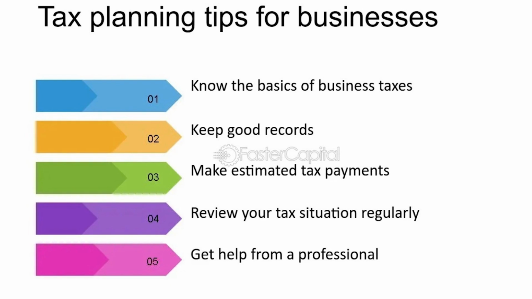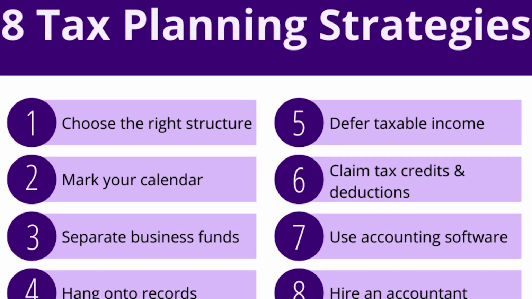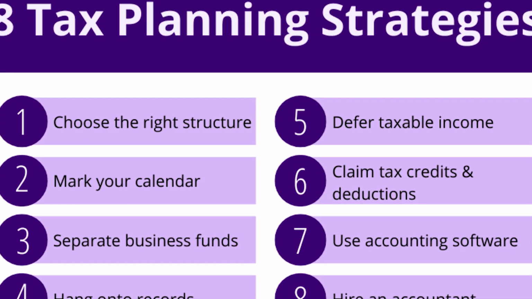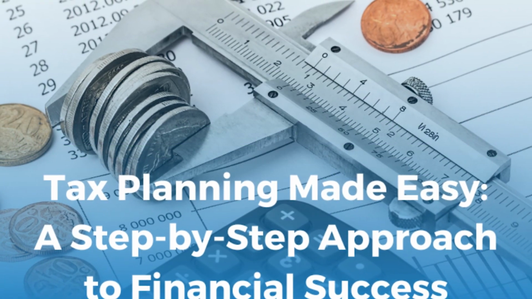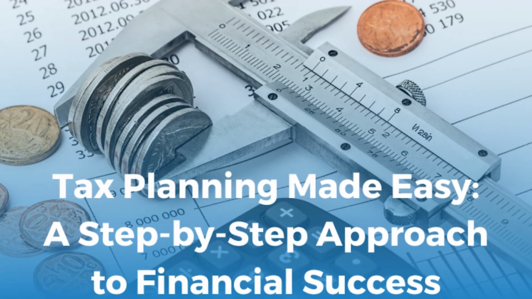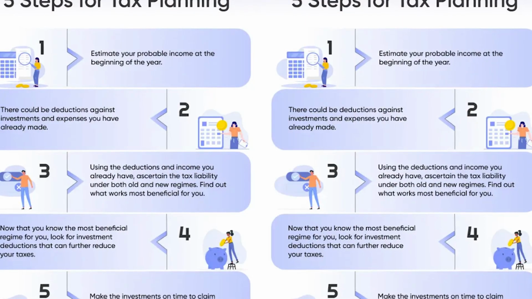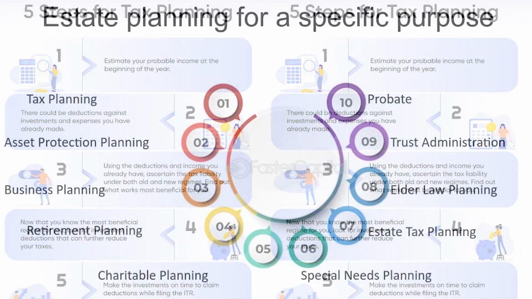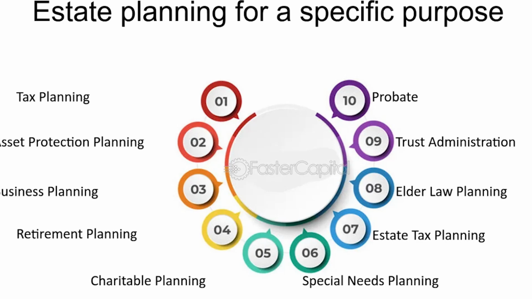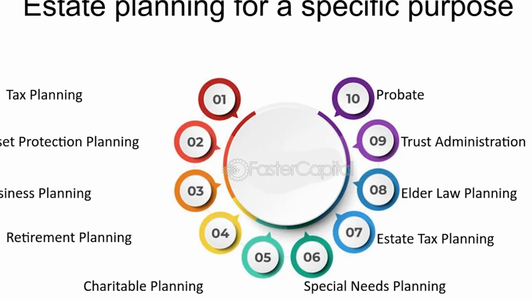Step 6 is making use of tax-advantaged accounts. Retirement accounts like 401k, traditional IRAs, and Roth IRAs provide powerful tax benefits. Contributions to traditional accounts may be tax-deductible, reducing your taxable income for the year. Roth accounts, on the other hand, do not offer a deduction up front, but grow tax-free and allow for tax-free withdrawals in retirement.